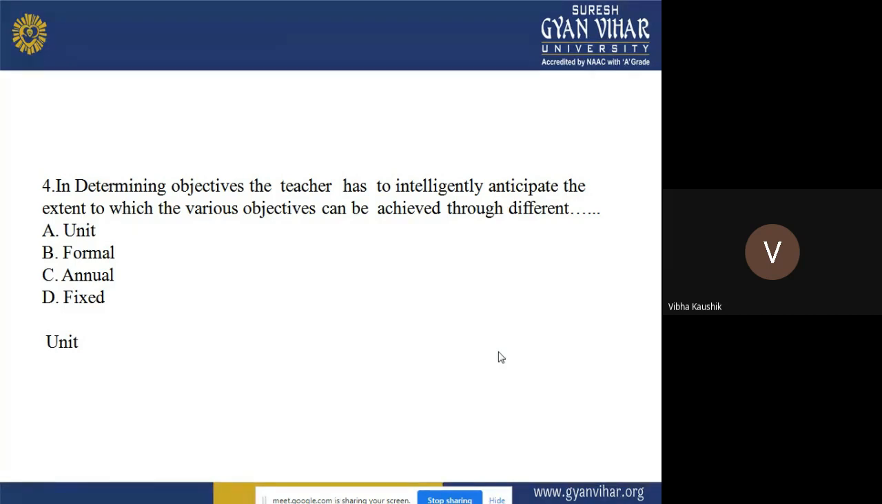Options are A unit, B formal, C annual, or D fixed. So students, these are the options and you have to select the correct one, and the correct answer is option A, that is unit.